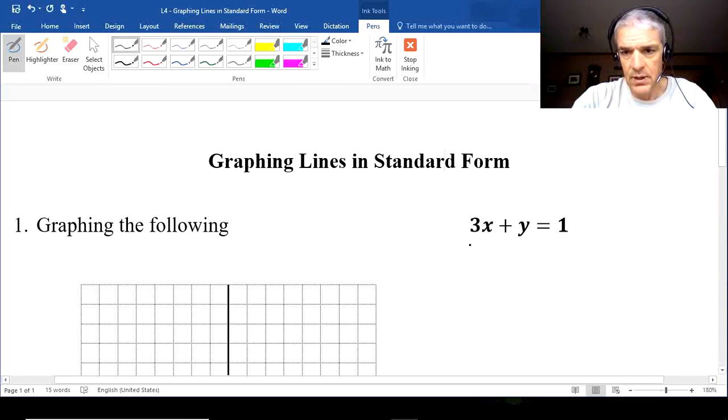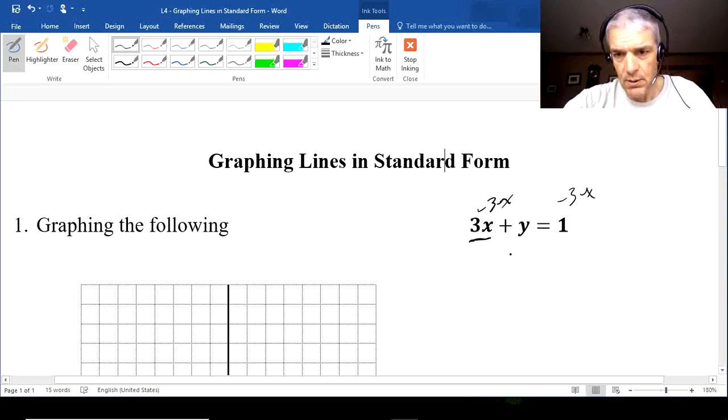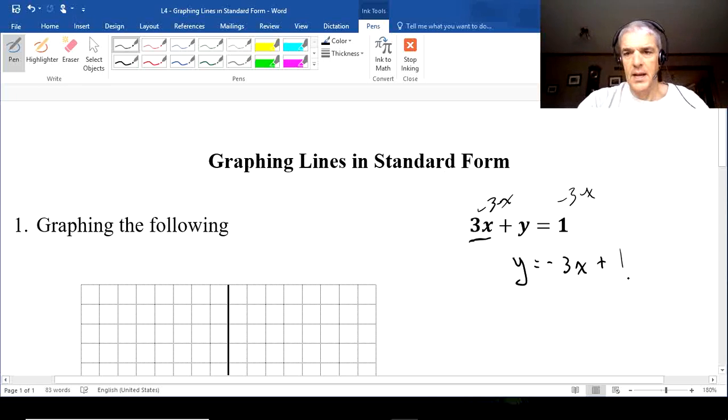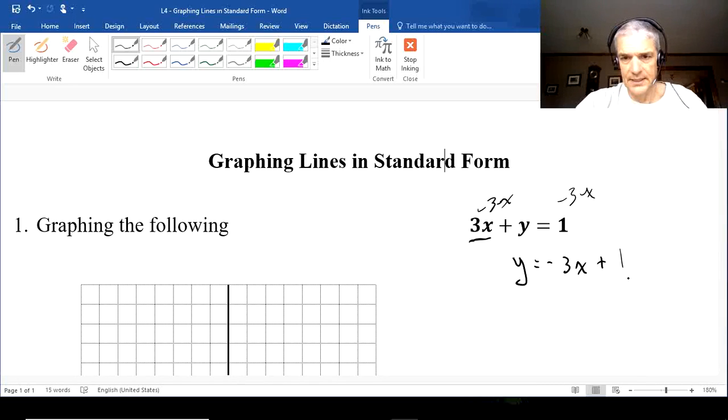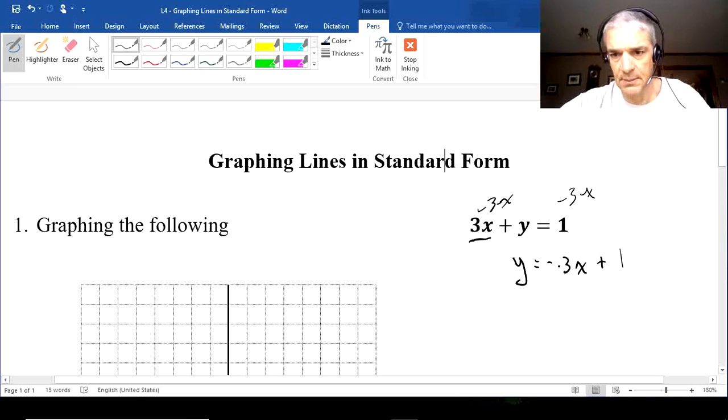Okay, so I want to get rid of the 3x. So I'm going to subtract 3x from here, and I'm going to subtract 3x on this side. And what I do is I write y equals minus 3x plus 1. And now I have my equation in slope intercept form. It was that simple. I simply just moved it over. Now, it was really easy because there was no number in front of the y term, okay? There's nothing there. So this was really quite a simple question.